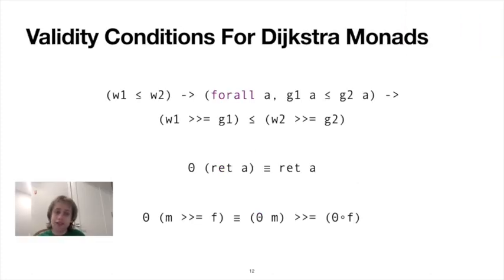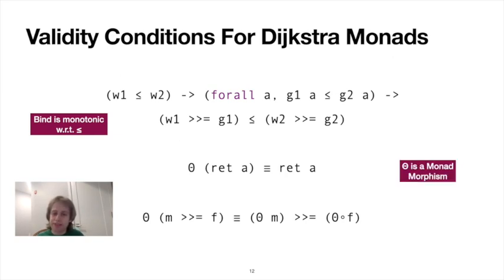So we do have a few more validity conditions for Dijkstra monads. So at the top, we have this proposition, which basically captures the notion that bind is monotonic with respect to the less than or equal to operator. And then we have these equations on the bottom, which mean that theta is a monad morphism in the sense that it takes ret to ret, and m bind f to theta m bind theta composed with f.